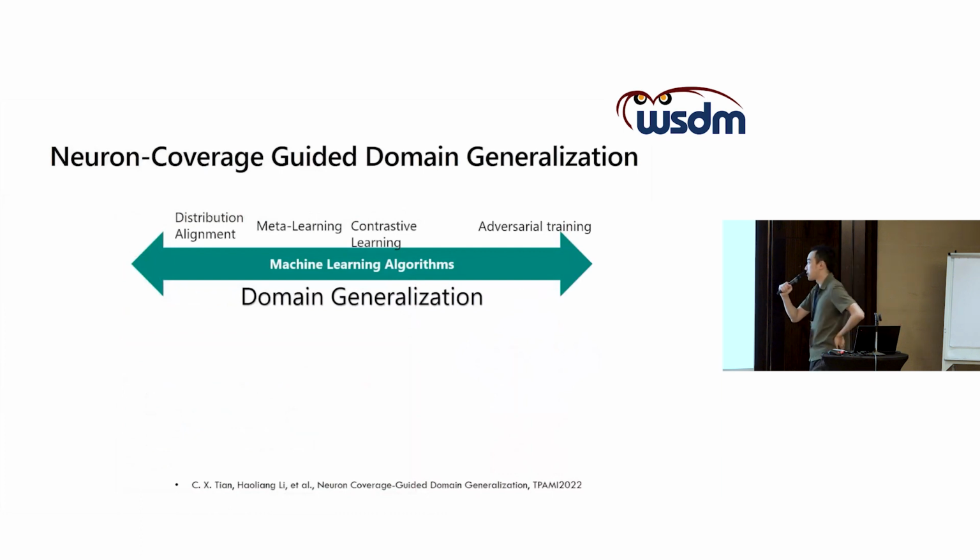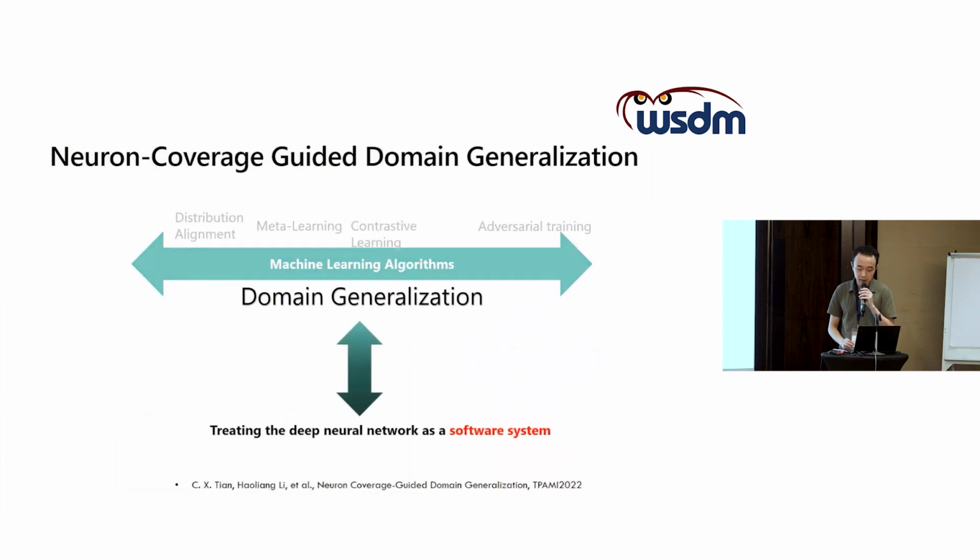So therefore, I want to do a summary again. So far, I have introduced domain generalization, where researchers rely on machine learning algorithms like distribution alignment, meta learning, contrastive learning, and adversarial training. They all come from machine learning theories. But instead, I want to share with you another perspective on how we can improve the generalization capability of our neural network, which is that we treat the deep neural network as a software system.